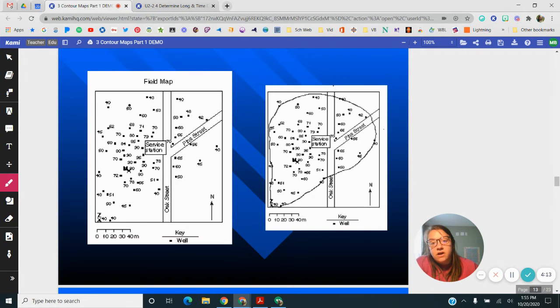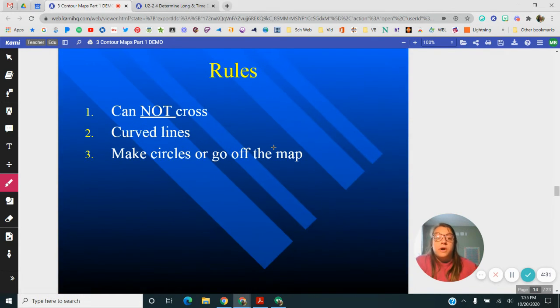So in this case, they took all of the 40s and connected all of the 40s. Everything on the inside of the 40 line is greater than 40, and everything on the outside of the 40 line is less than 40, which you can't see because they didn't measure anything less than 40.